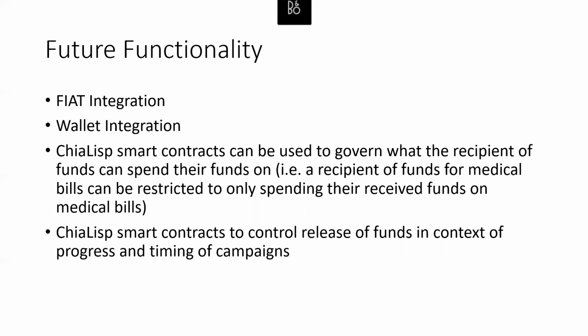We'd like to implement some Chia Lisp smart contracts to govern how the users, the recipients of the funds, spend their funds, so that they're spending the funds on the identified purpose. We could also have aspects in the smart contracts that control release of the funds at certain periods in context of the progress and timing of campaigns and so forth. So those are some of the areas where we're looking at building future functionality for this project.